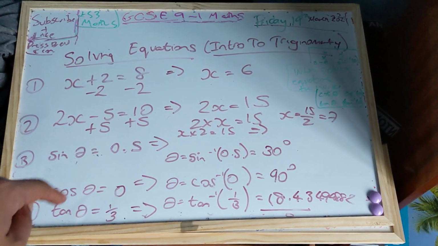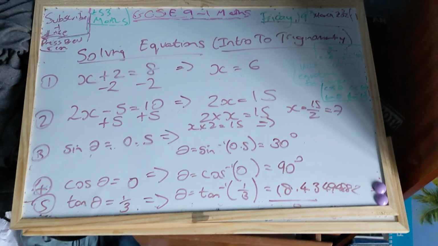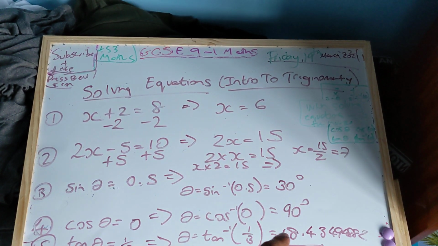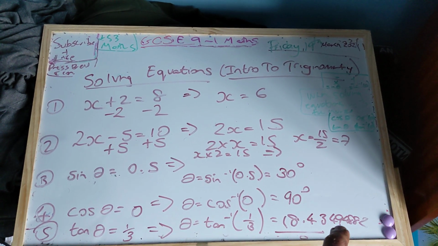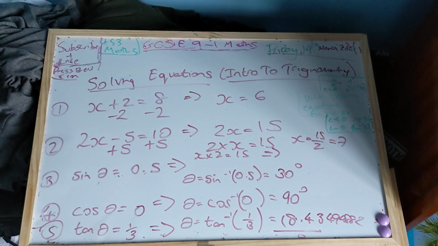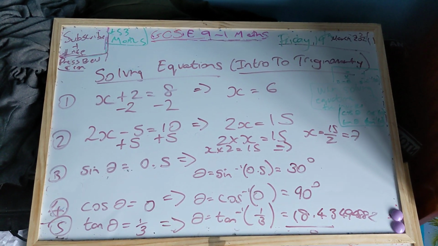Last one, tan theta equals a third. The opposite of doing tan of an angle is inverse tan. So inverse tan of a third, on my calculator I get 18.43499882, which can obviously be rounded in the exam.